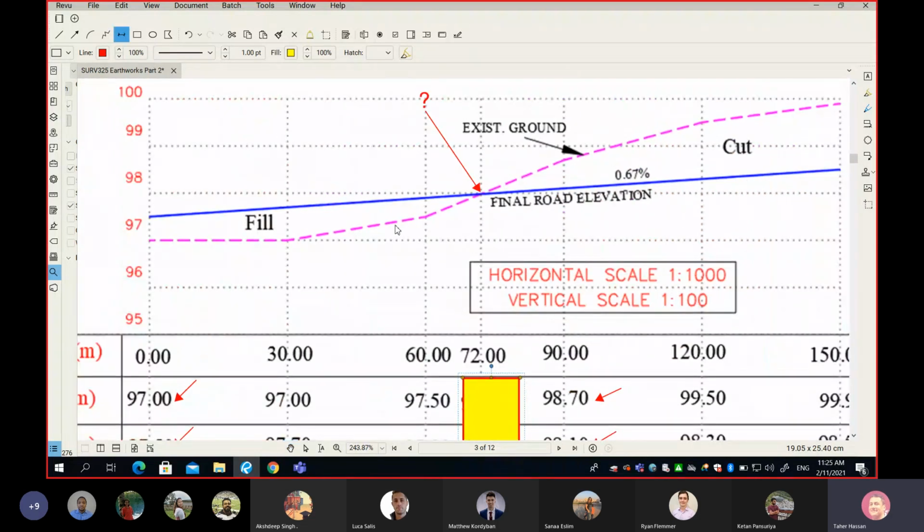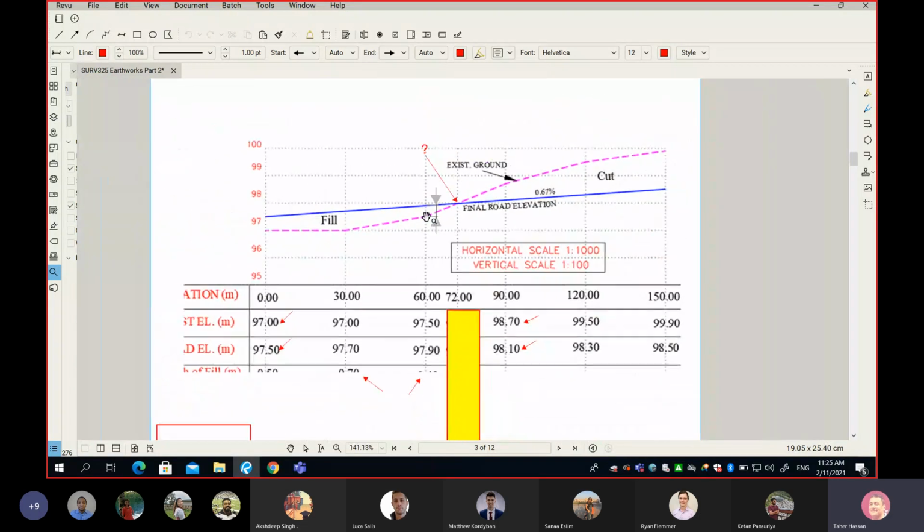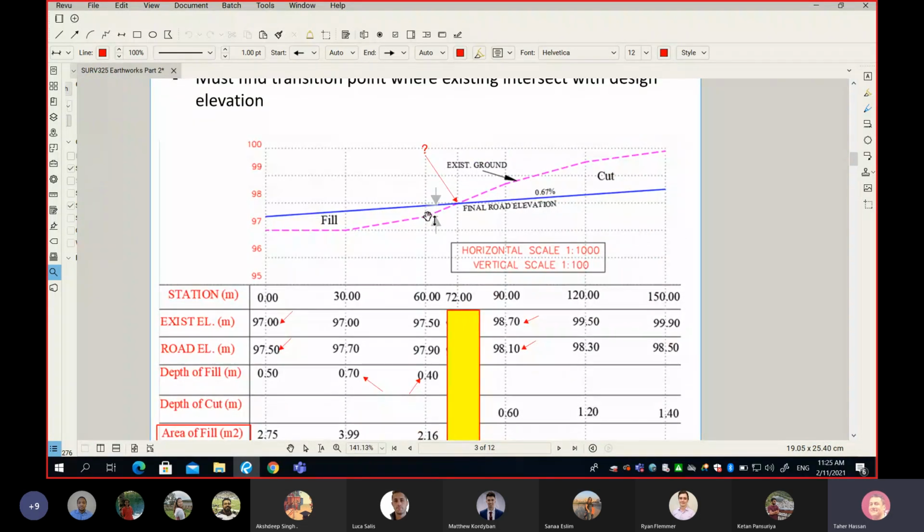Let me ask you, do we know this dimension from the road to the existing ground at station 60? Do we know this dimension from the table? Yes, look at the table. Okay, let's zoom out. Do we know this dimension from the table? 0.4. Thank you. How about the other dimension on the other side? We go to the 90, from this point to this point here. Do we know this dimension? Yes, look at the table. 0.6. Thank you so much.